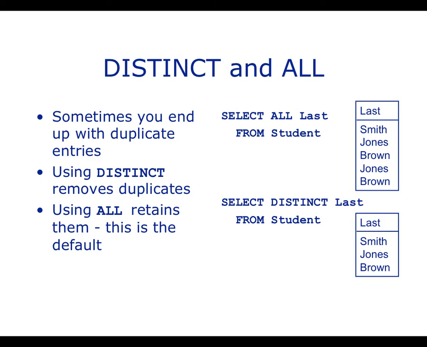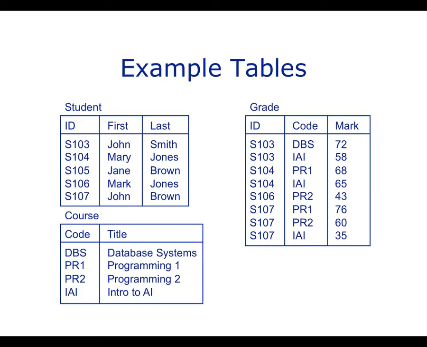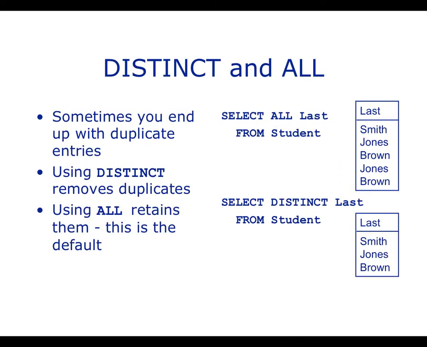As we use that, if I were going to do a select statement to show all, I'm going to end up with duplicate entries based off of this data, as you can see, provided before. So I've got John Smith, Mary Jones, Jane Brown, Mark Jones, and John Brown. And as you see, I've got two different Joneses, Mary and Mark, and two different Browns. So if I'm going through and selecting all, I'm going to see Smith, Jones, Brown, Jones, and Brown if I'm looking at just their last names.